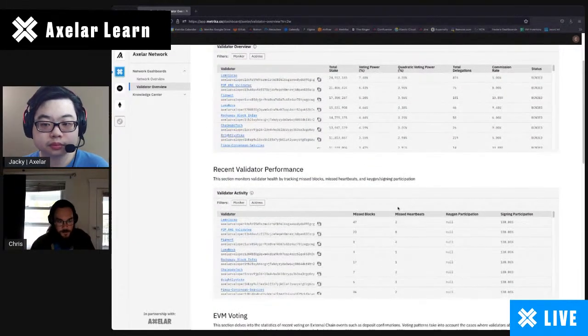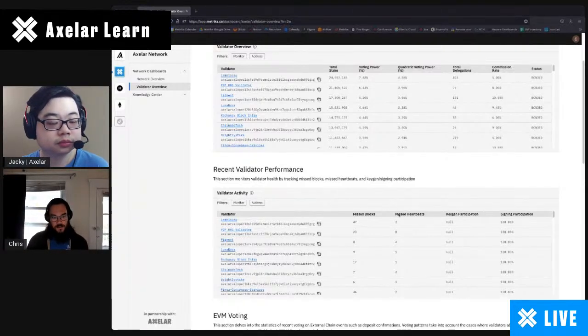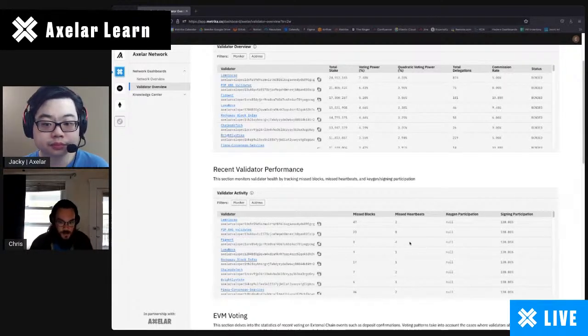Additionally, we have missed heartbeats, and this is part of Axelar's multi-party cryptography protocol. The idea here is that every 5 minutes, to signal that they're ready to participate, validators need to send a heartbeat transaction. Until they send this heartbeat transaction, they can't earn rewards. So what we have here is a count of how many times a validator has failed to send that heartbeat. Basically, similar to missed blocks, a lower number is better, but obviously you do want to think about this holistically.